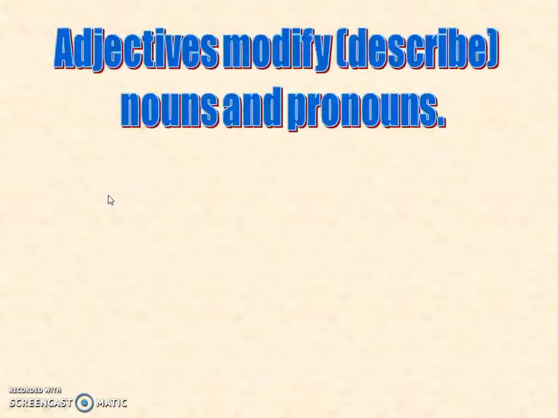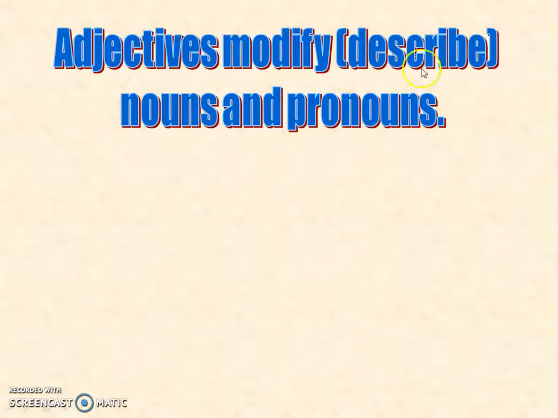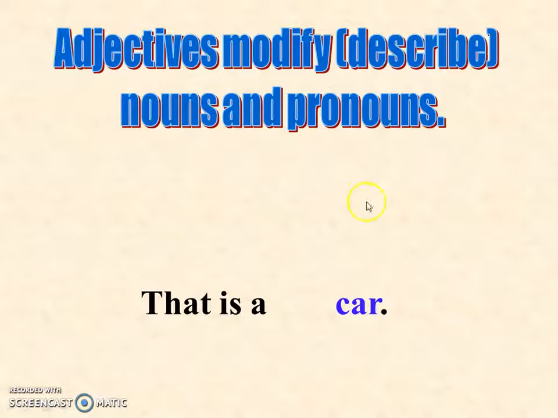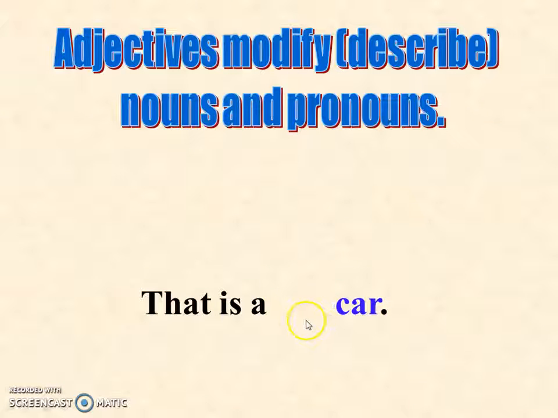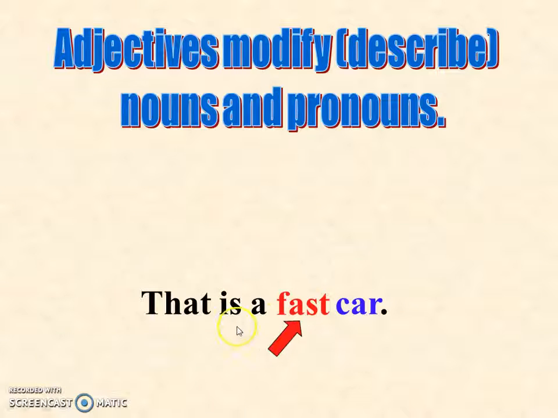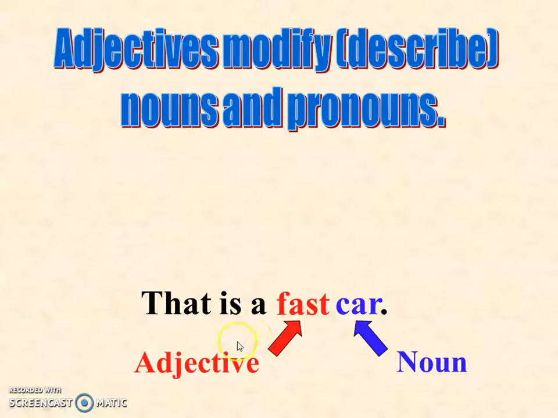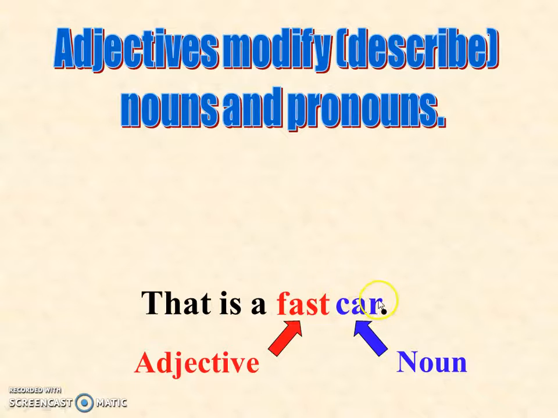So let's start. I think you already know what an adjective is. An adjective modifies nouns and pronouns. Modifies just means describes. So an adjective describes a noun or a pronoun. A pronoun is he, she, you know. For example, that is a blah blah car. Car is the noun, and we need an adjective here to describe the car, and I chose fast. That is a fast car. So fast is the adjective, and car is the noun. Fast is describing the car. Fast, the adjective, describing the noun car.